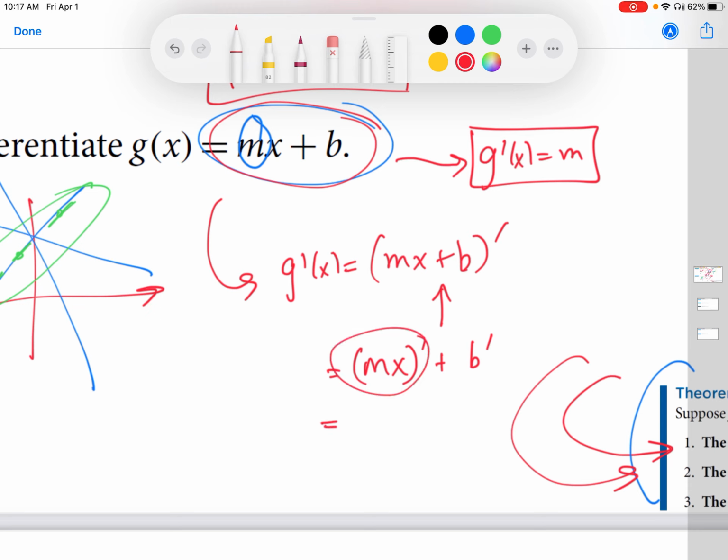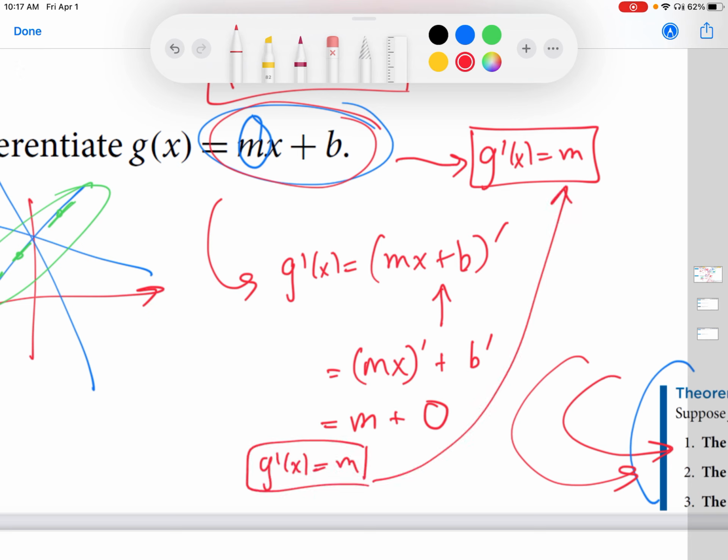So the derivative of mx, like we talked about before, a linear function with slope m, is just m. The derivative of b is a number; y equals b is a horizontal line. The tangent lines are horizontal, slope 0. So g prime of x, therefore, is just m, which gives us the same answer as before.